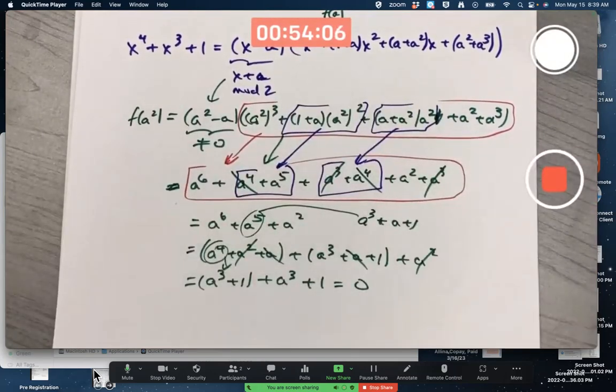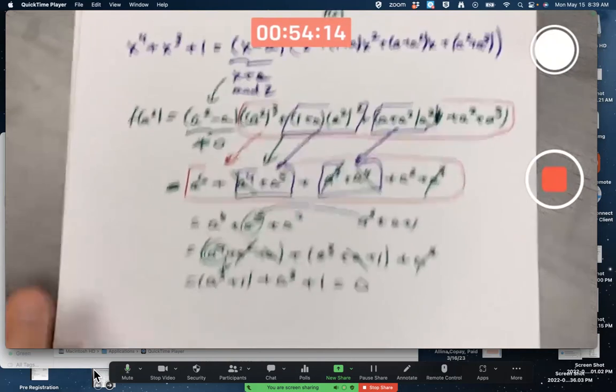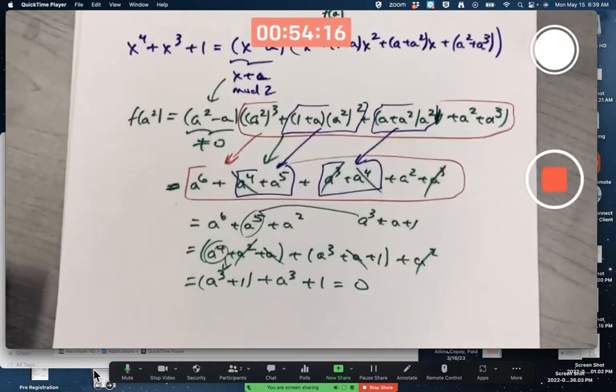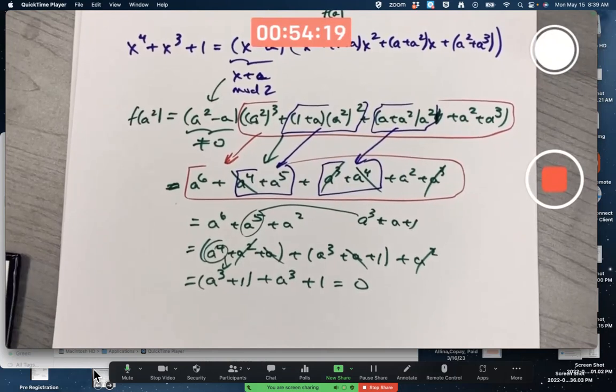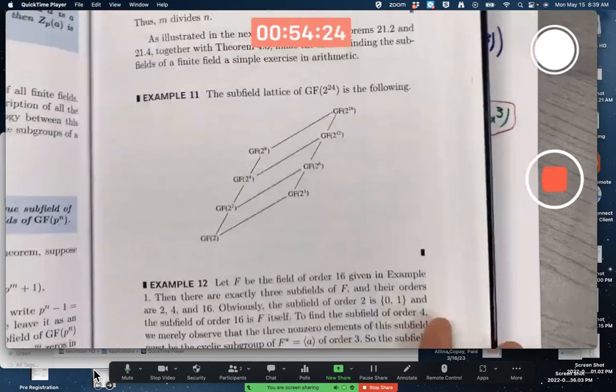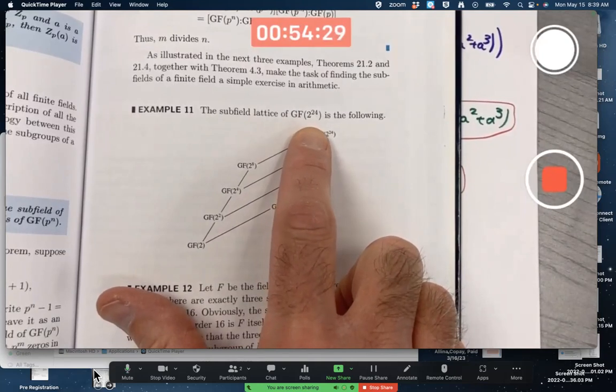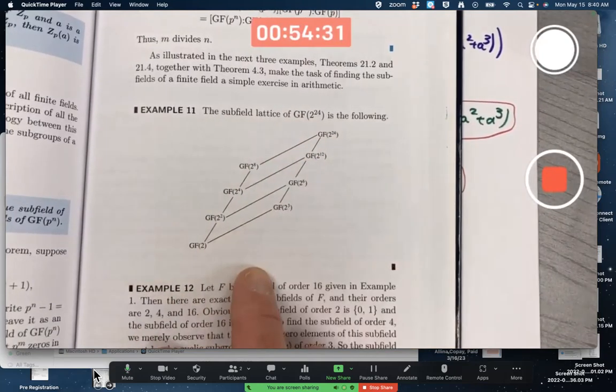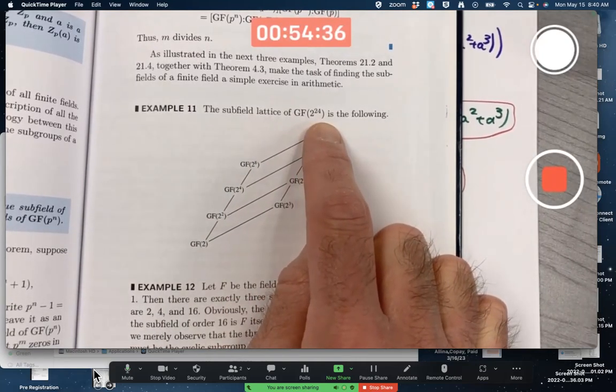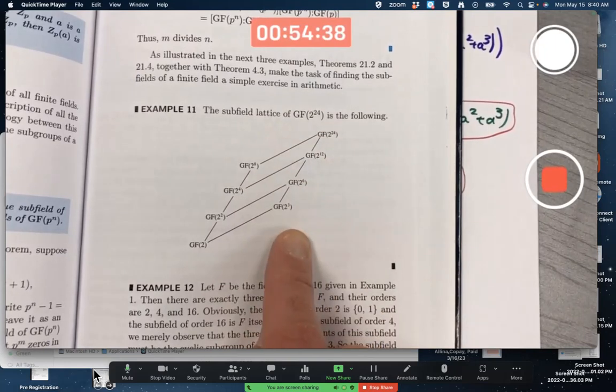There are more theorems about finite fields as well that you should read about. And in particular, an important one that I quite often put in the final exam related to this is the tower of fields, or field lattice if you prefer, the subfield lattice, showing how GF 2 to the 24th power is structured in terms of subfields. 2 to the 24th is a humongous number, right? But there's only a fairly small number of subfields.